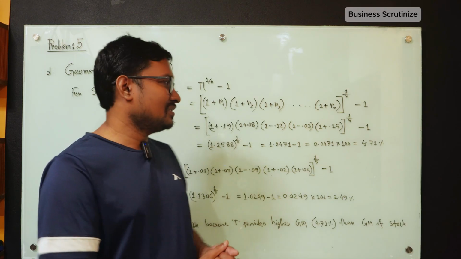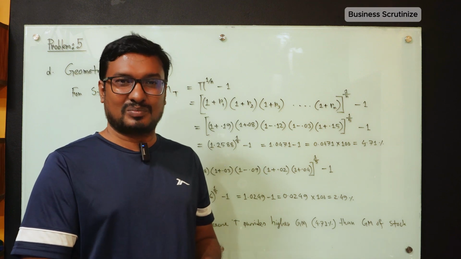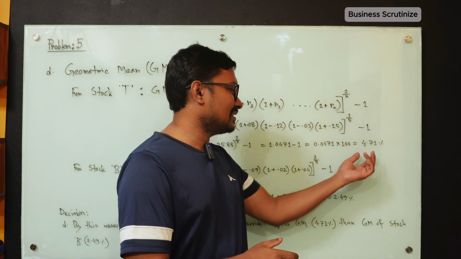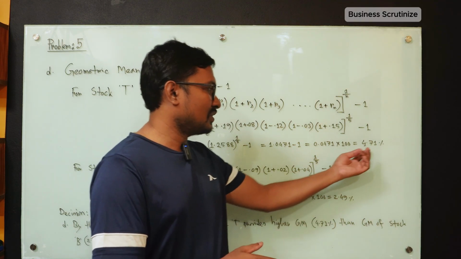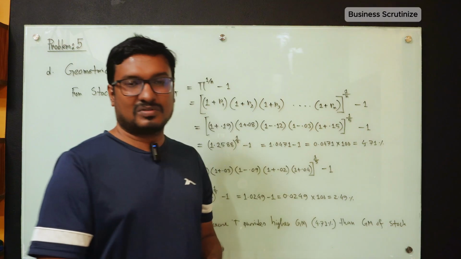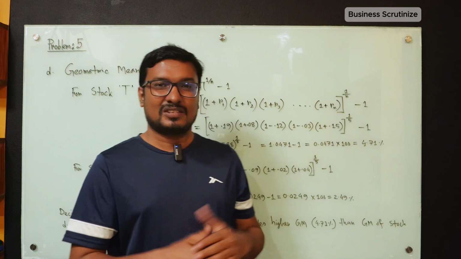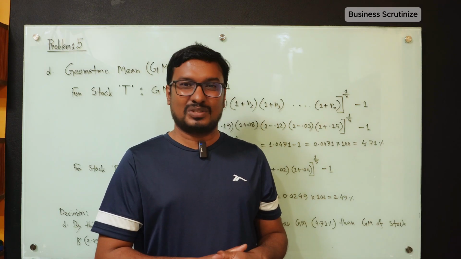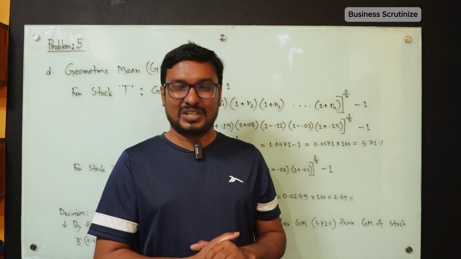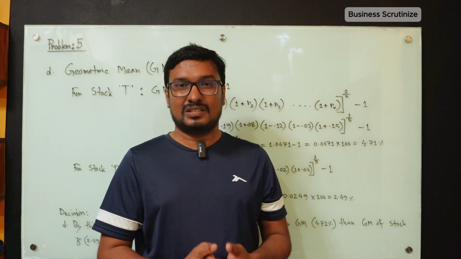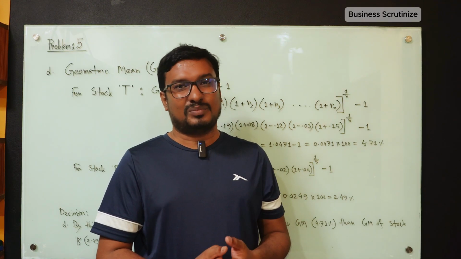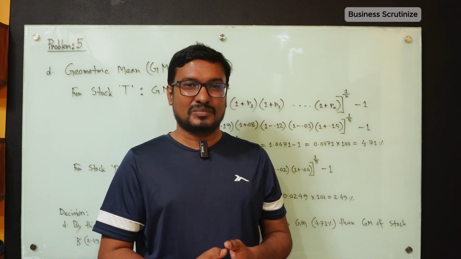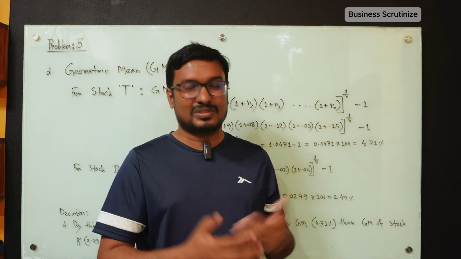So in the comparison between the two stocks, T and B, stock T provides a higher return than stock B. It is 4.71%, and stock B provides 2.49%. So stock T is more preferable than stock B due to its higher return. In this way you can compute the geometric mean. And now we will also discuss some of the things that we have been asked to discuss in the problem, or to make a decision.